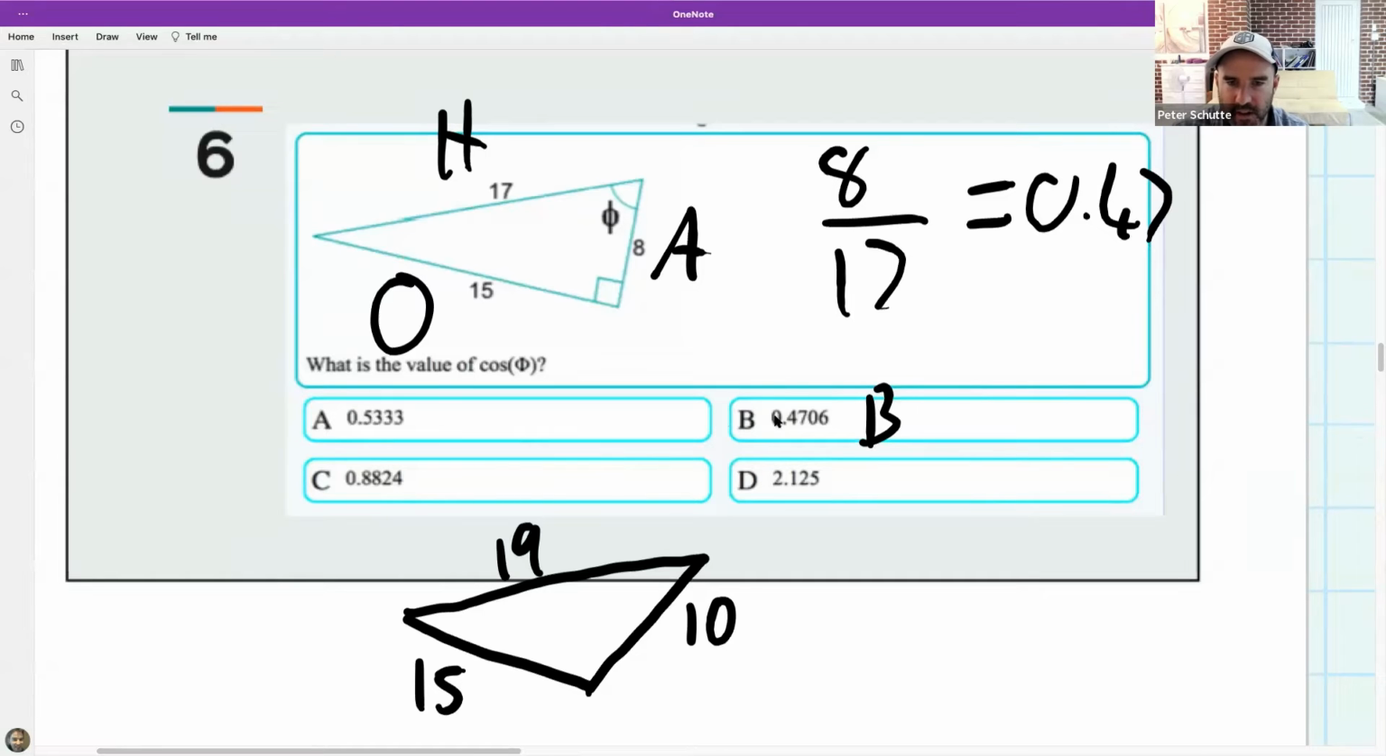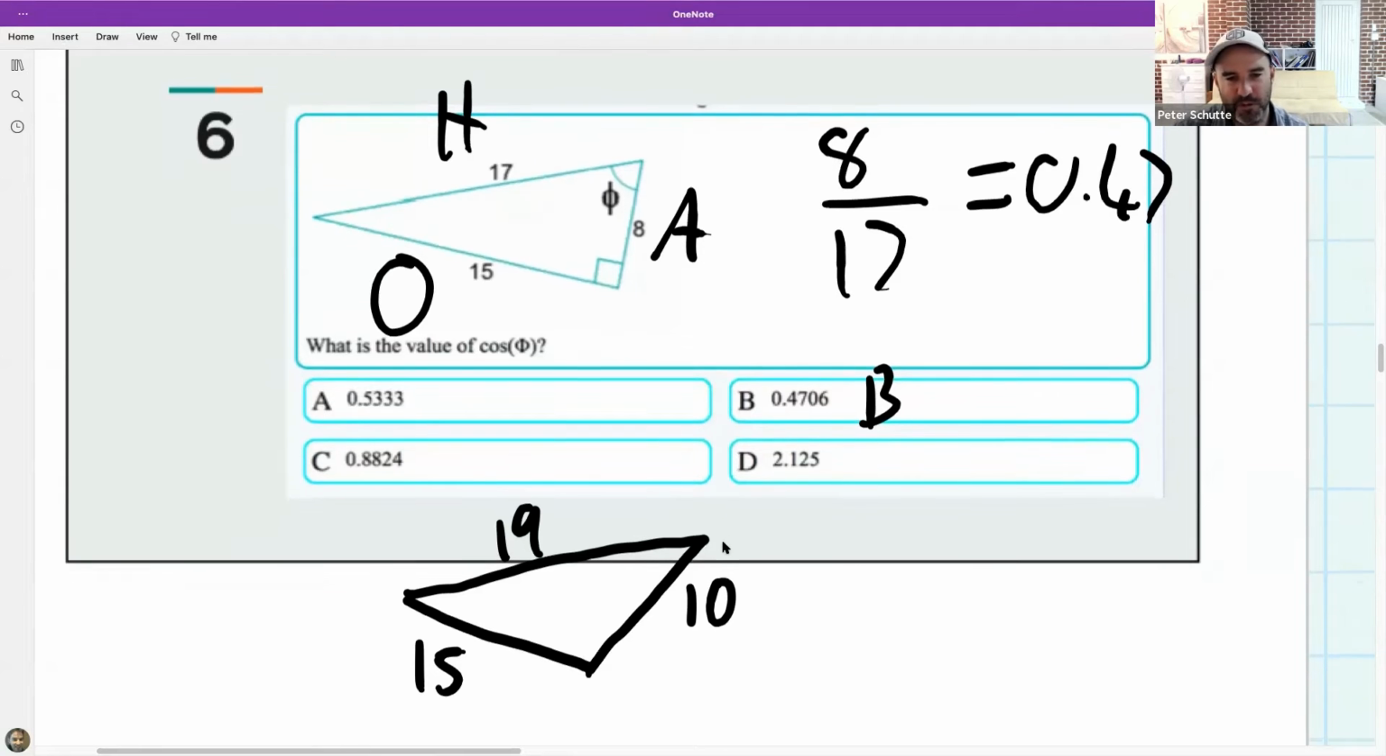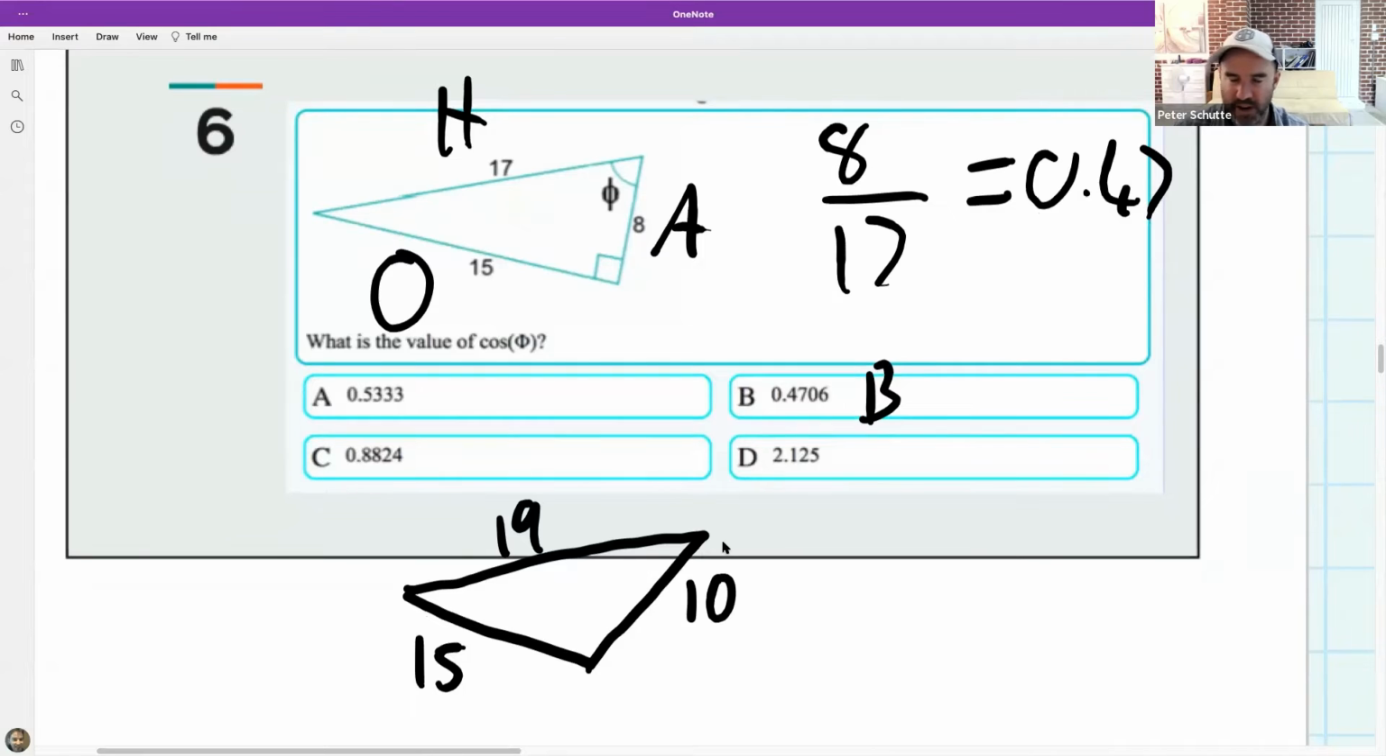So, yeah, let me just get back to my question. I was being a bit sneaky. I want you to find me, I'm going to call this phi. Can you find me the value of the cos of phi now? What's going to be the value of the cos of phi now with this particular one?